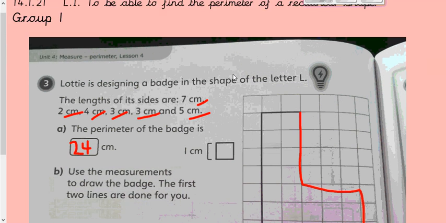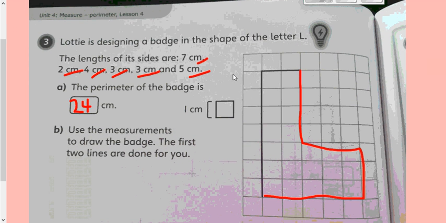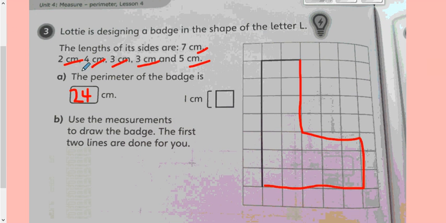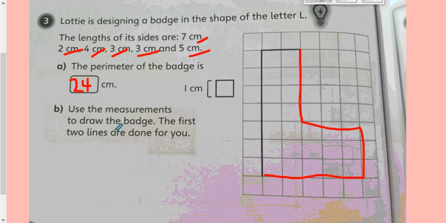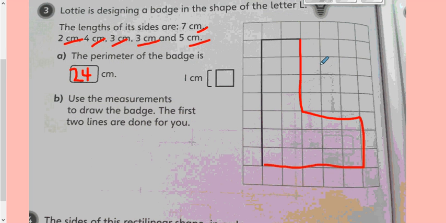And then the last one for group 1. So you had to work out the perimeter. So I crossed them out as I went along and added them all up. That should have been 24. And then use the measurements to draw the badge. This one was quite tricky actually. It took me a while to do it. And obviously you should have hopefully used a ruler. I didn't, so it doesn't look very neat. But you should have this. So this side is 7. 1, 2, 3, 4, 5, 6, 7. So that's that one.